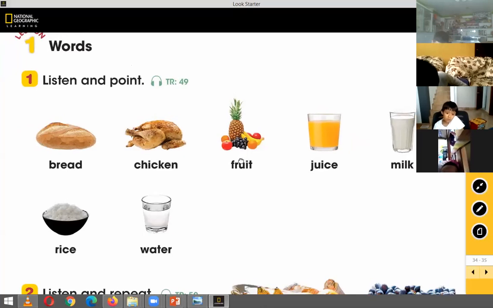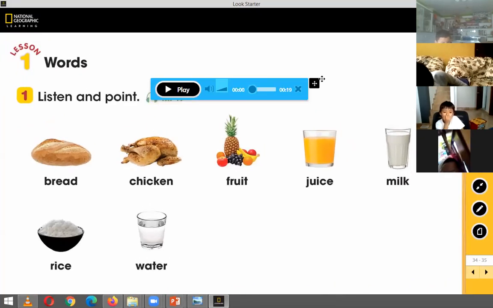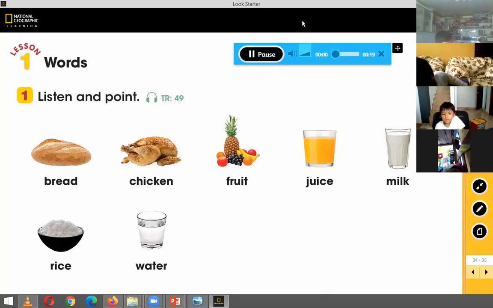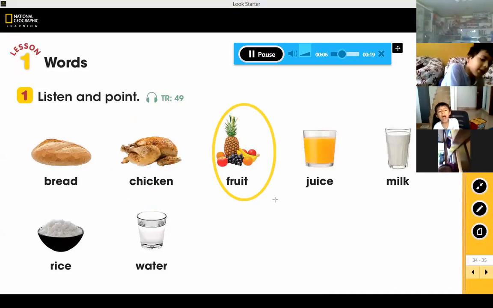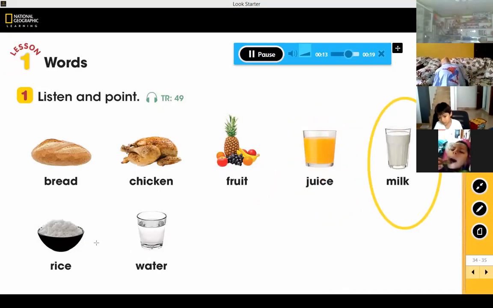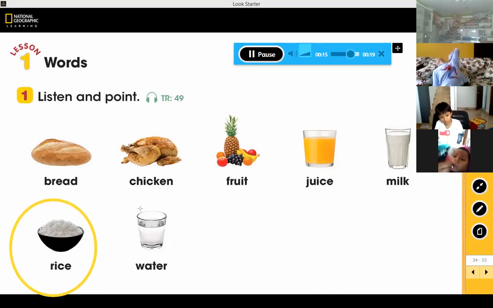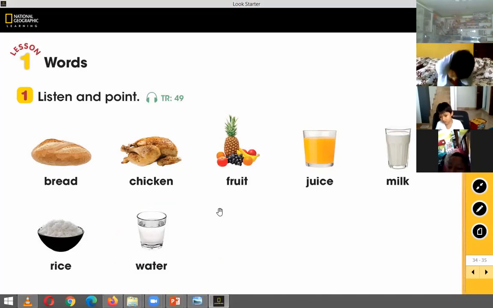Aquí tenemos algunos foods, okay? You are going to listen the correct pronunciation. There it is, pay attention. Bread. Chicken. Fruit. Juice. Milk. Rice. Water. Okay, here we have some foods.